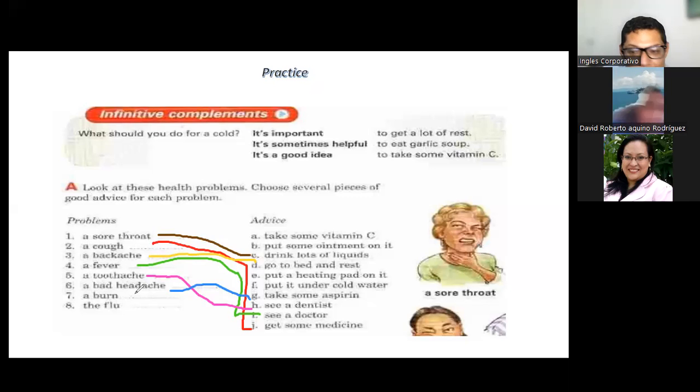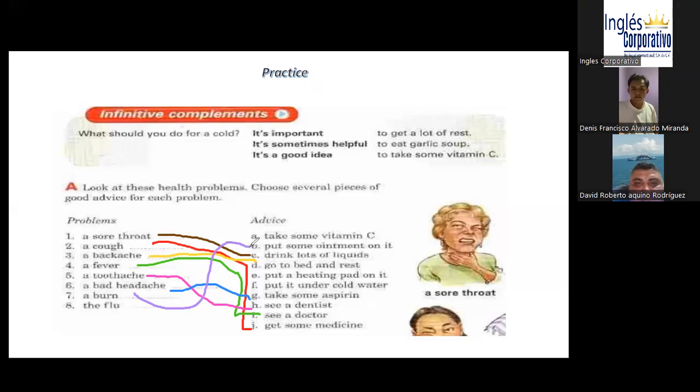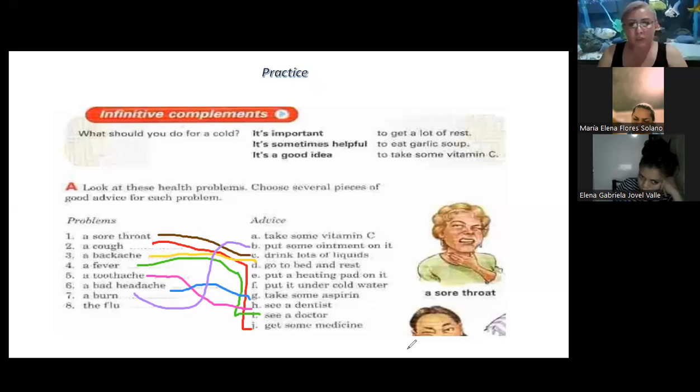Okay, what about a burn? What do you have for a burn? It's letter B, put some ointment on it. Yes, excellent. It's because you need some ointment. It's like a recommendation for that. What about the flu? Letter A. Take some vitamin C.